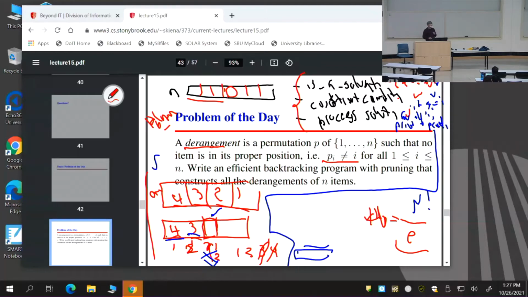But which is the one that should be right and the one that you should be much happier with? I would say it is the red one. Because that's clearly the smarter one. You're never constructing something that you don't need.